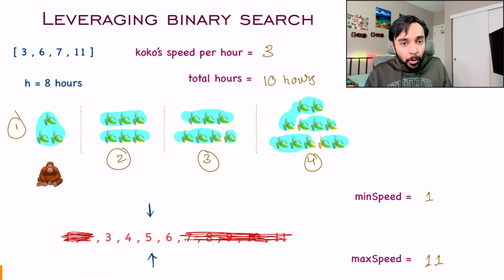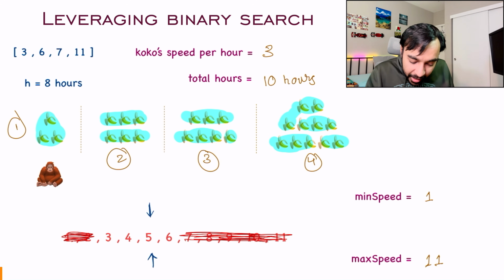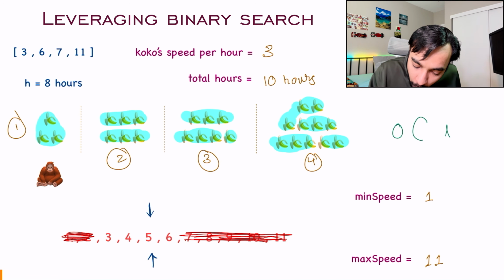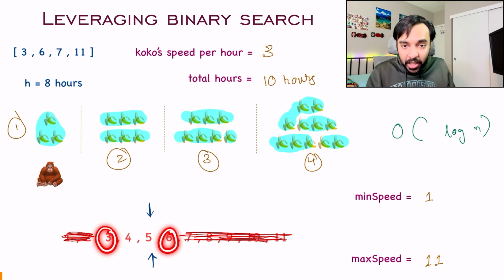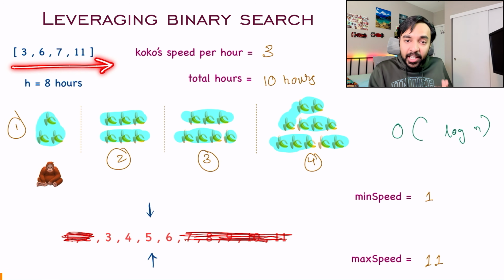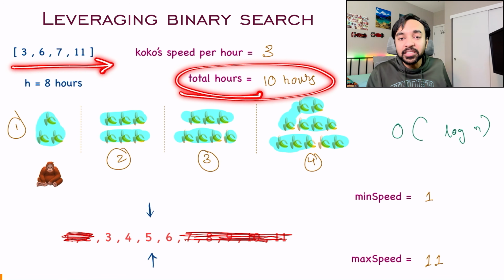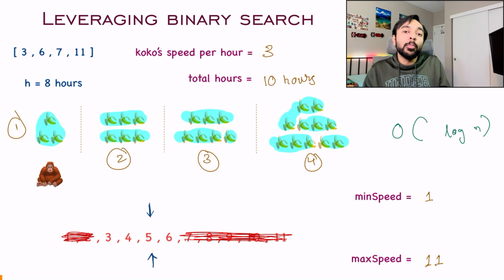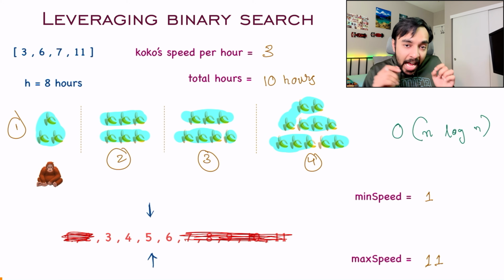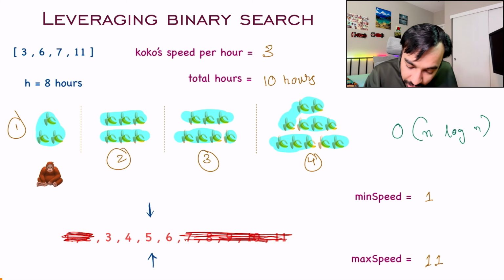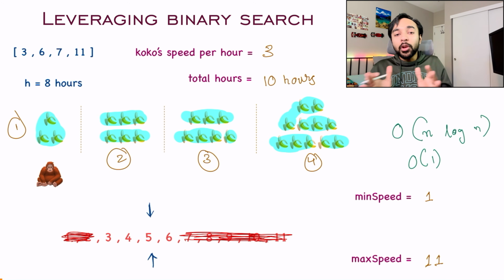Now, talking about the time complexity. Since you are applying the binary search approach to find these elements, you have a time complexity of log of n. And also notice that for any number that you pick, you have to iterate through your entire array to find out the total number of hours. So that changes the time complexity to n also. So the total time complexity of this solution turns out to be order of n log n. And the space complexity of this solution is order of 1, because I am not taking any extra space to arrive at my solution.